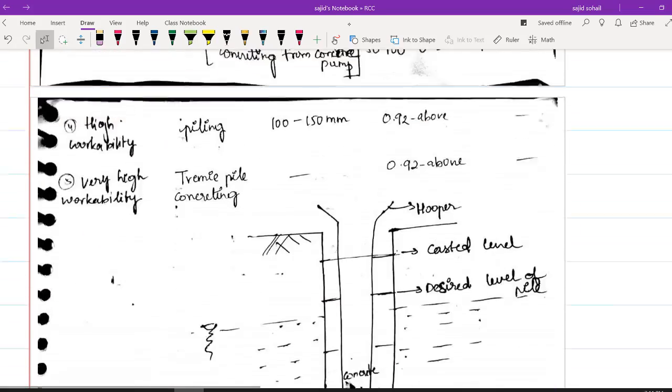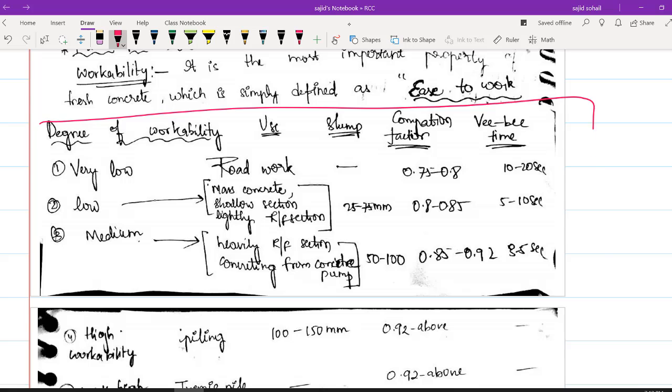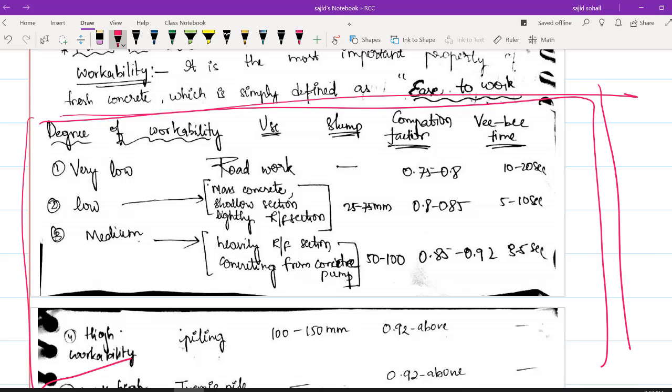So I have given a table which you have to memorize. Very important for small examinations. Degree of workability, there are again 5 types: very low, low, medium, high, and very high workability.